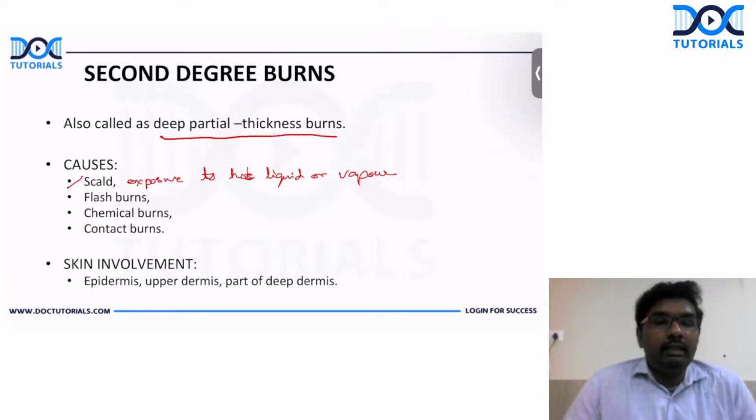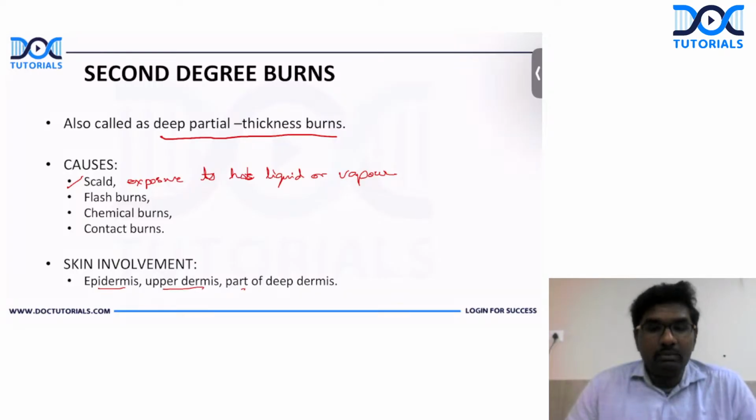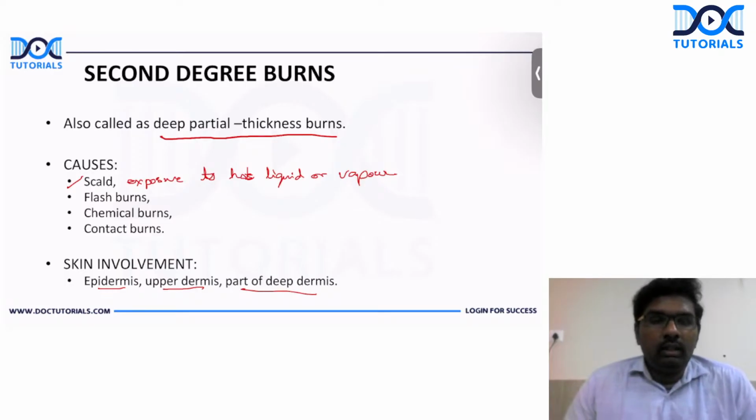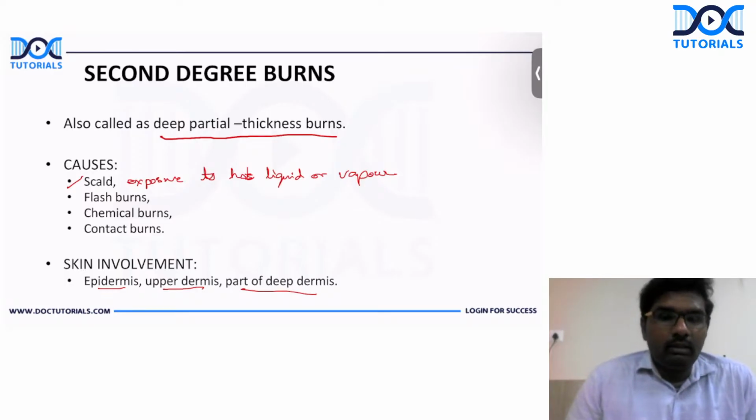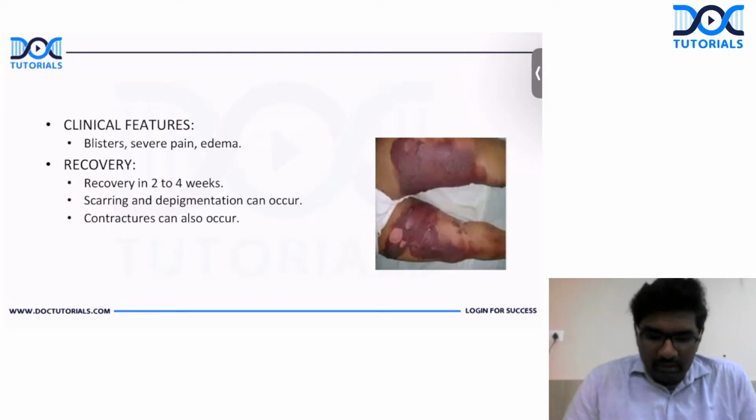So in second degree burns, the epidermis, the upper part of the dermis, and sometimes a part of the deep dermis are also involved. So in this image, you can see the blisters which have been broken here.